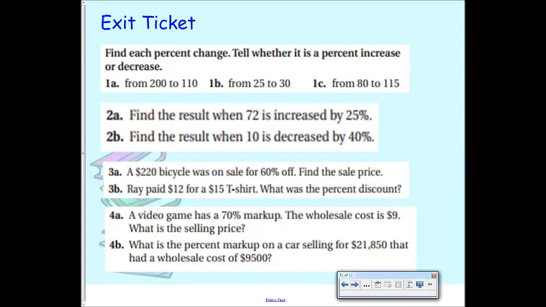For your exit ticket, do the A's. Just the A's. So 1A, 2A, 3A, and 4A. So just do the A's.